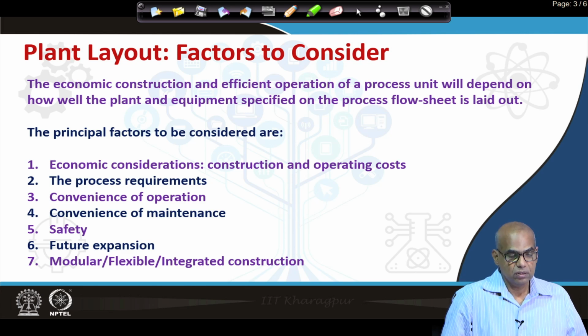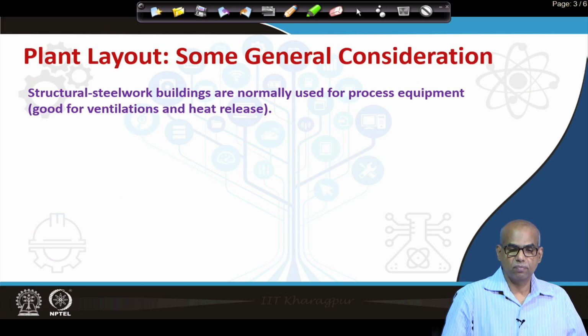for plant layout: economic consideration, construction and operating cost, the process requirements, convenience of operation, convenience of maintenance, safety, scope for future expansion, and modular or flexible or integrated construction. So, now let us look at some of these factors in some more detail. Before that, let us talk about some general consideration.